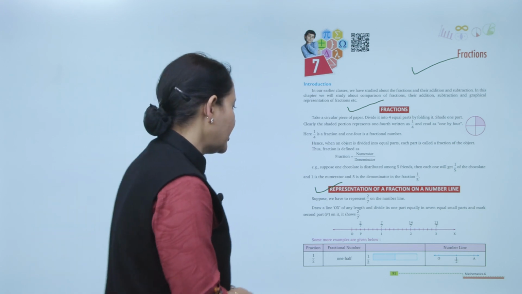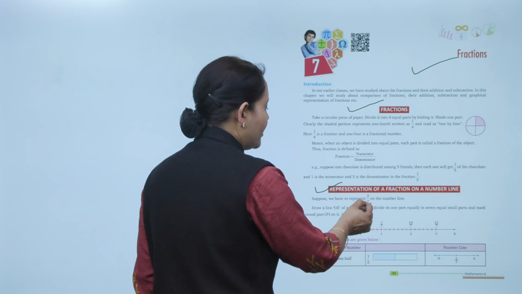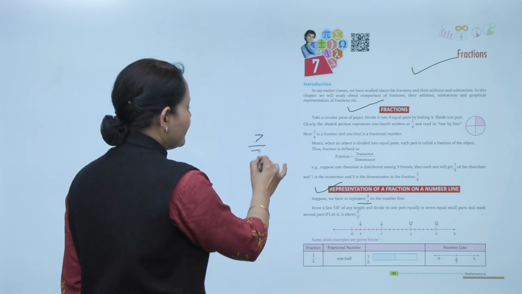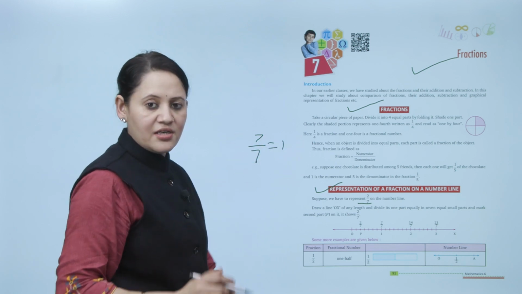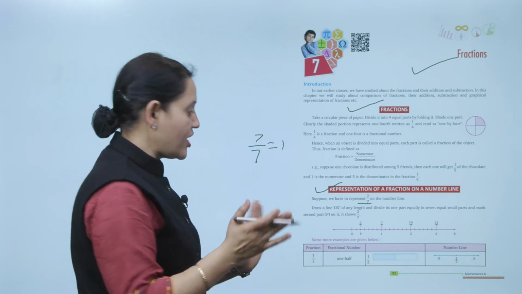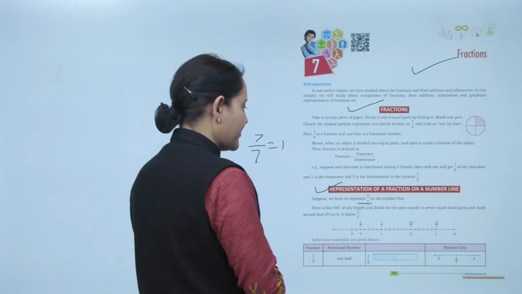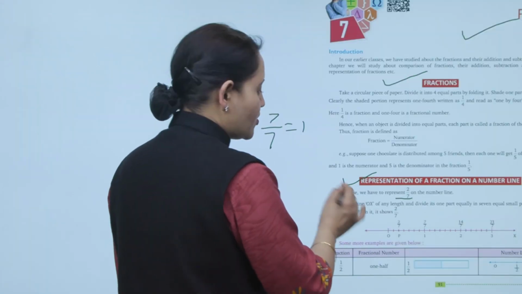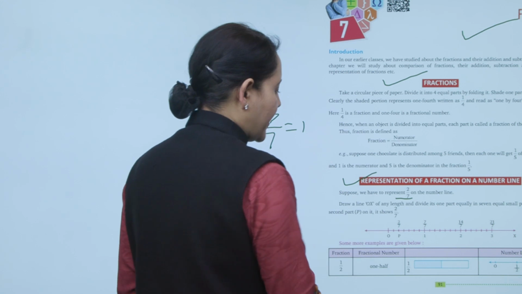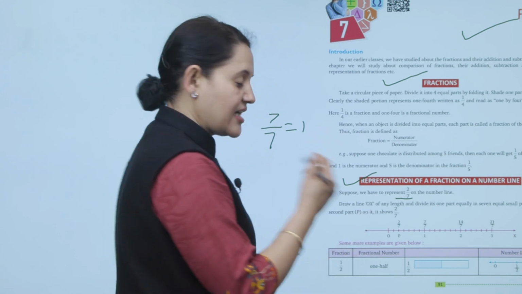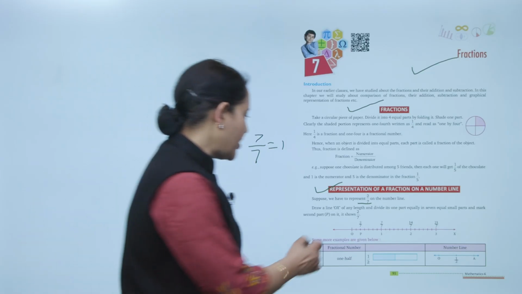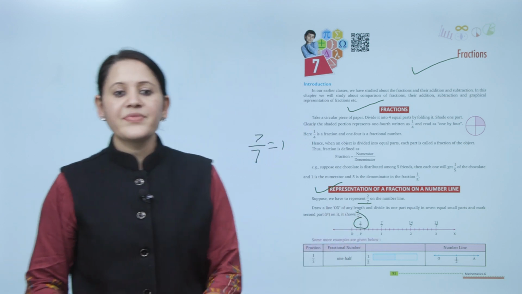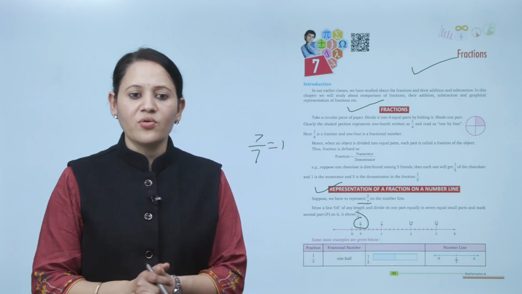So here, if we have to represent 2 by 7 on the number line, as we know 7 by 7 is equal to 1, it will come between 0 and 1 because it's 2 by 7. Clear? So 0 and 1 here. We'll divide it into 7 equal parts. So the first part is 1 by 7, second is 2 by 7. So this point P will represent 2 by 7. Clear? Some more examples are given below.